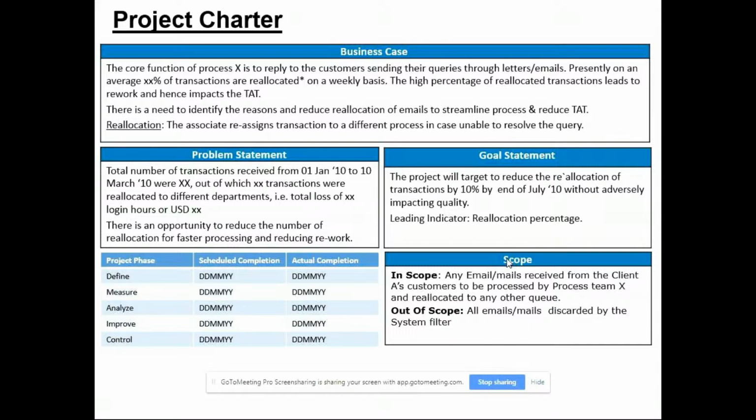So yeah, it's a very important document, and the project charter is a living document throughout the duration of the project. Anytime you can come back to the project charter and amend it as well. It is not that once we have completed it, it will be frozen. It's a living document. You can change it anytime throughout the course of the project.